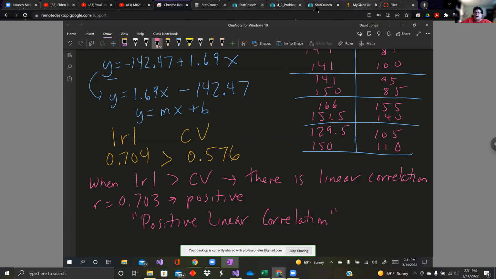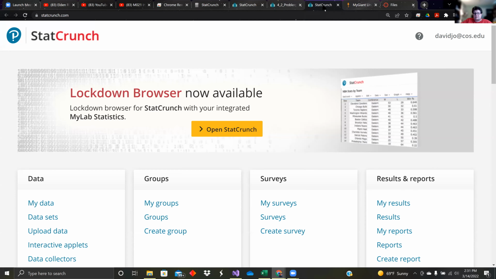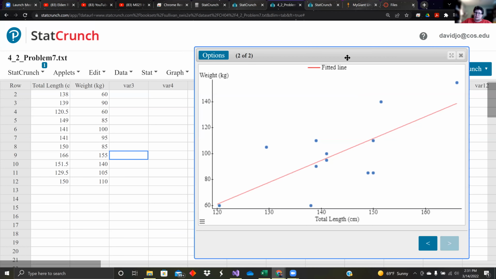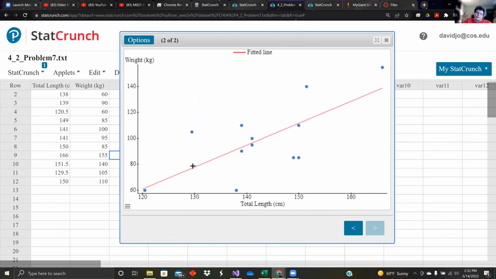Okay. I'm going to go back over to the StatCrunch picture. There it is. I want to look at that graph again, and I want to explain to you how they're picking this line. How do you get this line and not some other line? What they do is find the vertical, up and down distance from each point to the line. And they square that distance, and then they add them up.